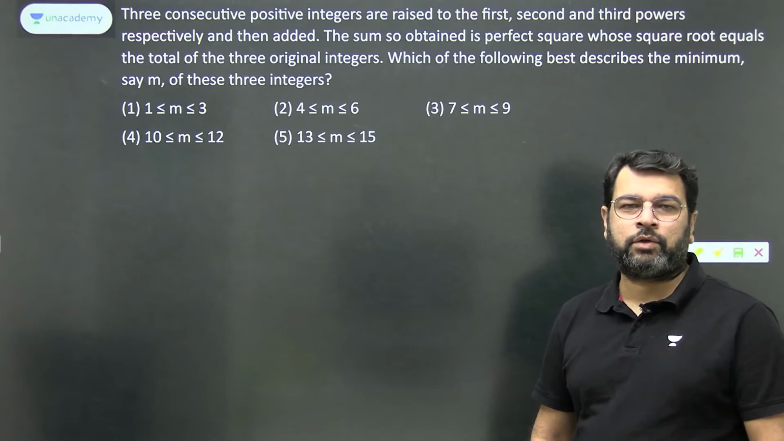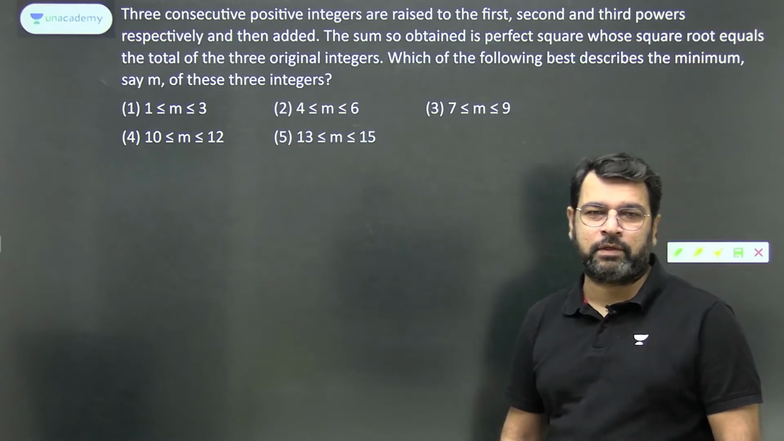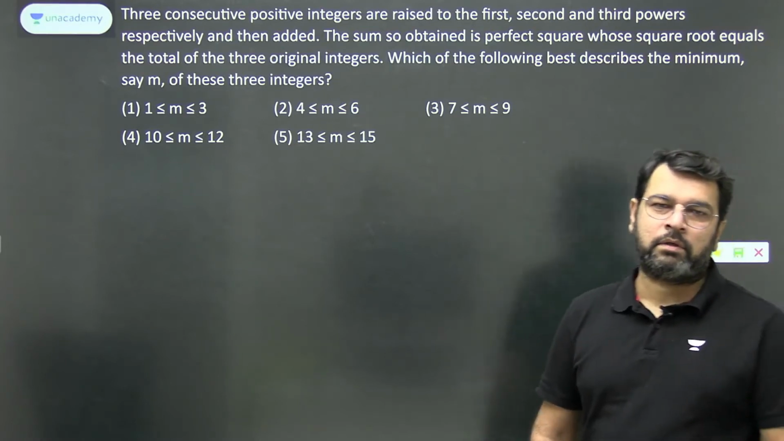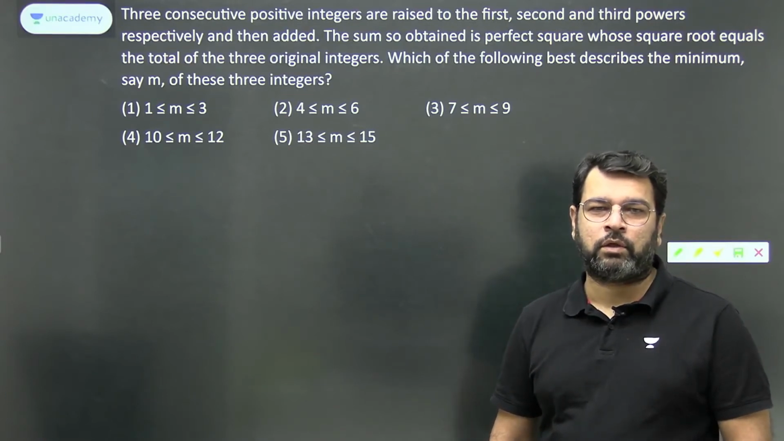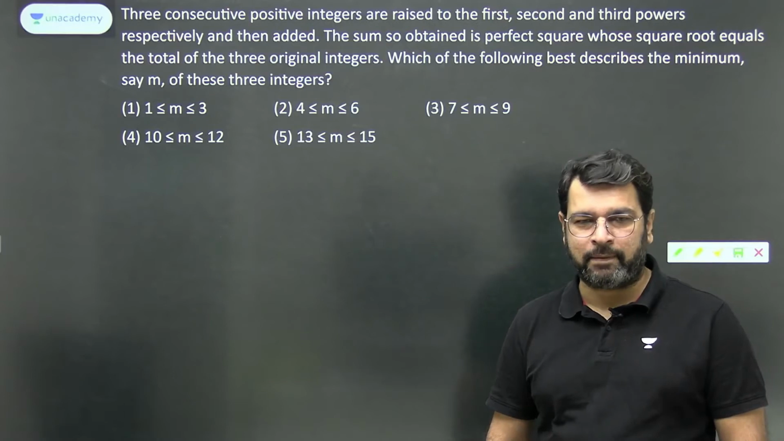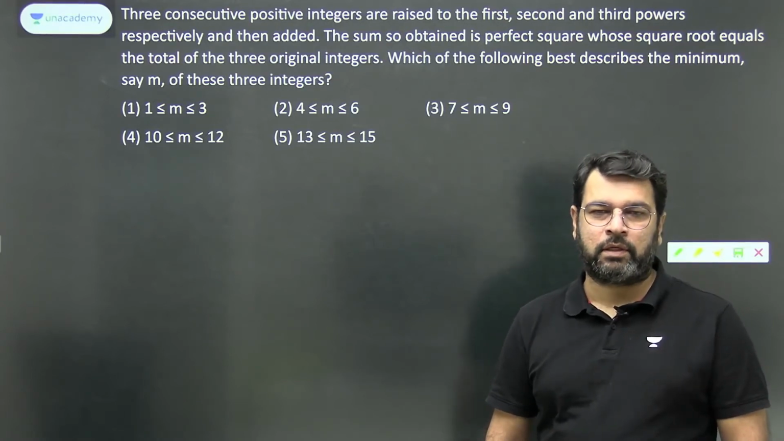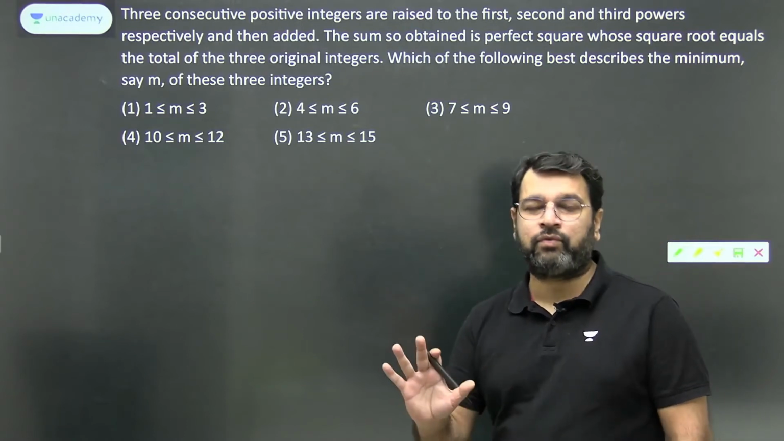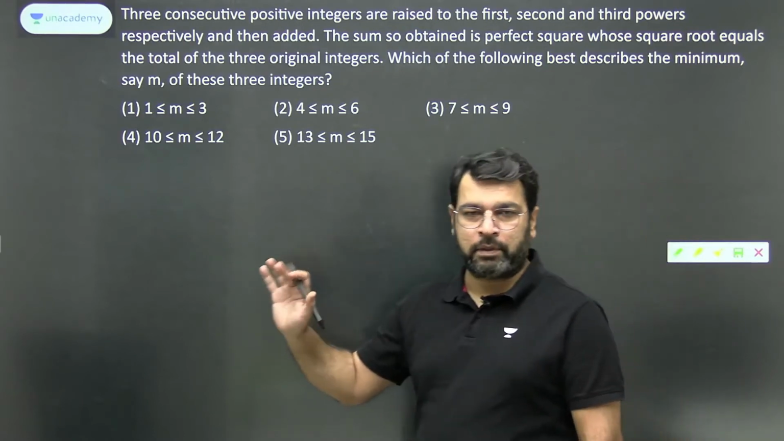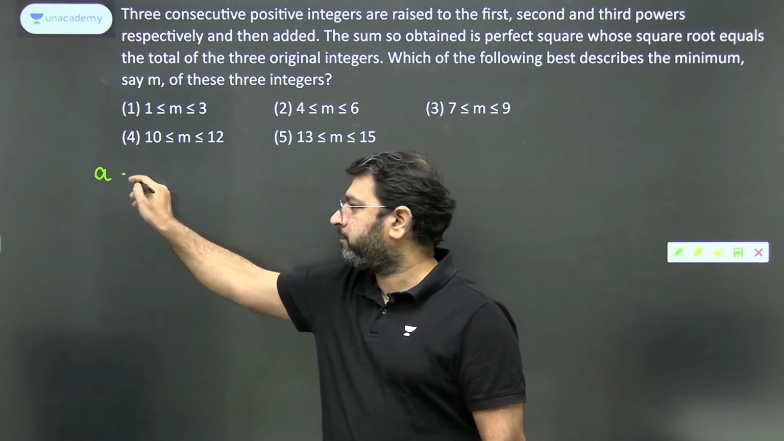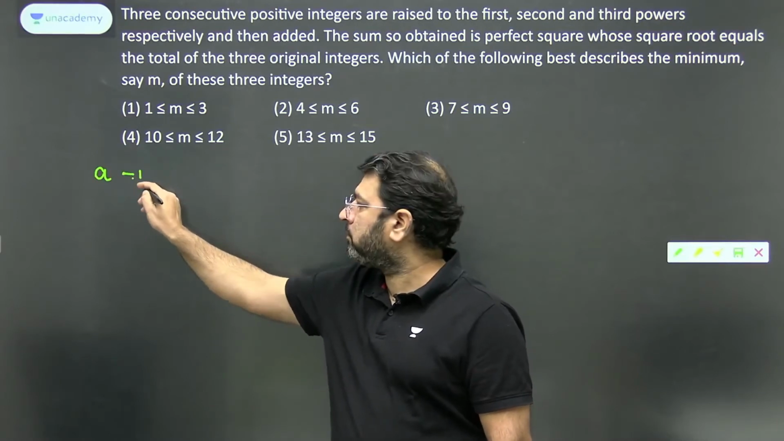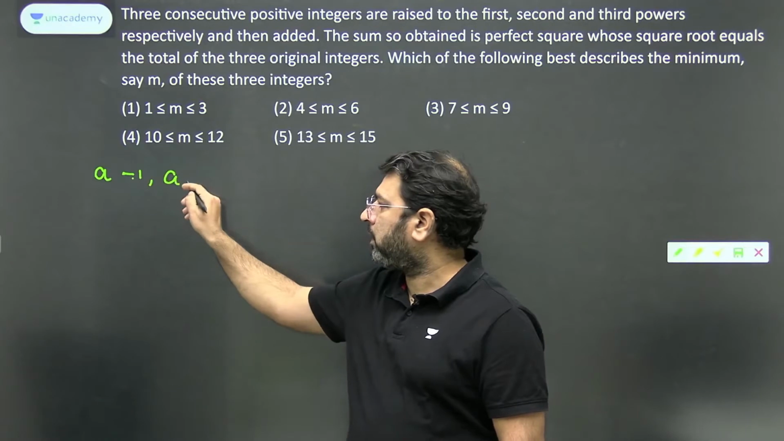Now the question is: 3 consecutive positive integers are raised to first, second and third powers respectively and then added. The sum so obtained is a perfect square whose square root equals the total of the 3 original integers. Which of the following best describes the minimum, say m, of these 3 integers? So basically we have 3 consecutive integers. If I solve it using proper formula, we can assume the numbers are, let's say, a minus 1, a and a plus 1.